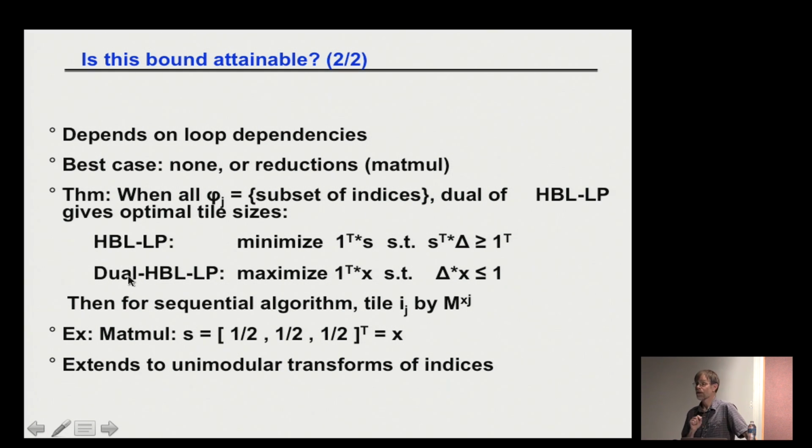It's the dual of the linear program. If you've studied linear programming, every linear program has another one, which is kind of like the transpose. It's called the dual, and the dual is the one that tells me the optimal block sizes. So in the special case when all the subscripts are just subsets of the indices, like ij or whatever, I take the linear program that came out of the theory, the HBL linear program, and I take its dual. That's basically a transpose.